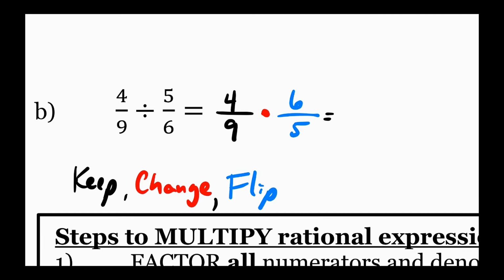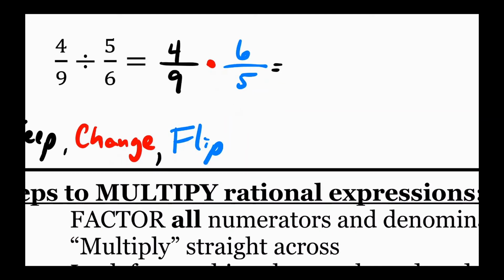Okay, so multiply straight across. I get 24 over 45. Now it becomes a multiplication problem like we did for the last one, right? Can I reduce that? Because if I put it into Delta Math, or if I bubble in 24 over 45 and that's not reduced, I'm going to get it wrong. So can I reduce it?